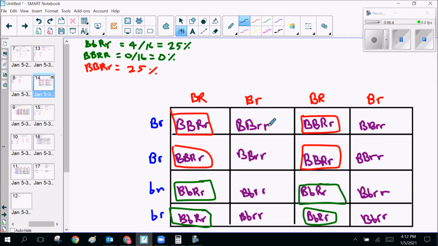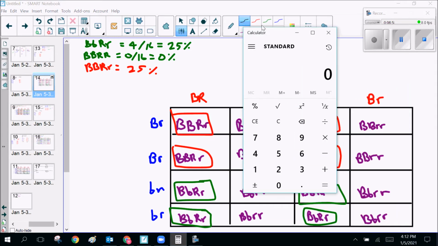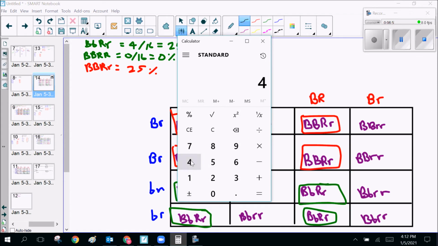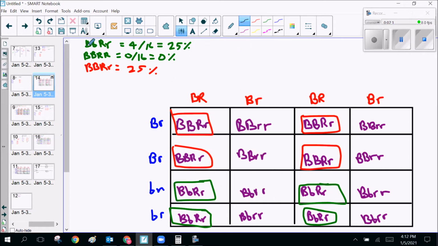Okay, so we're going to go through: no, no, no, no, no, no, yes, okay, so this one, no, yes, no, yes, no, yes. So we have 4 out of 16. Now, to turn that into percent, we're going to grab our handy dandy calculator, and we're going to do 4 divided by 16 equals 0.25, and multiply that by 100. Anytime you want to make a percentage out of a decimal, you multiply by 100, and you get 25. So 25% of the kids are going to have red and blue flowers and orange berries.